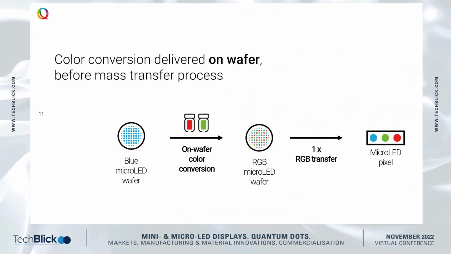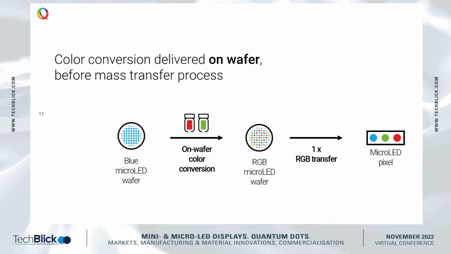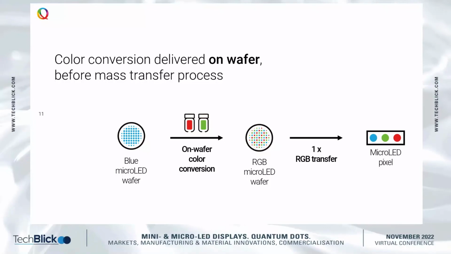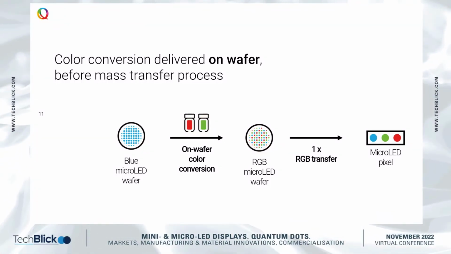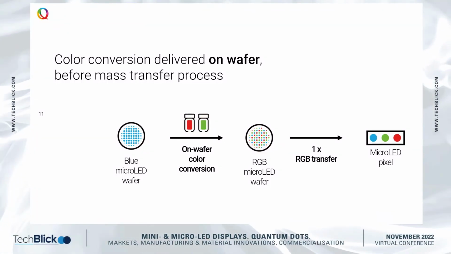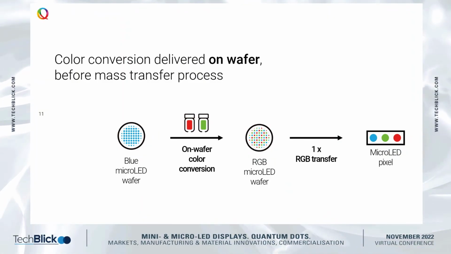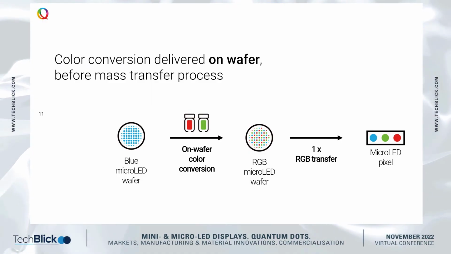You can also deliver the color conversion on wafer. In that case, you start then from a blue micro LED wafer, you add your color conversions, so red and green, and you create basically an RGB micro LED wafer, after which you can do a single transfer process of your RGB pixel to your target substrate. This is, for example, interesting if you're thinking about integrating your RGB with a micro IC, then you can transfer this single unit directly to your panel.